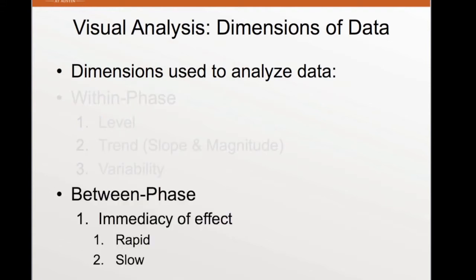But in addition to within phase, we also look at dimensions related to between phase data. So for example, one of the dimensions we look at as we are analyzing data between phases is the immediacy of an effect. And we can see a rapid change in terms of the effect between phases of an independent variable, or we could see a slow effect.